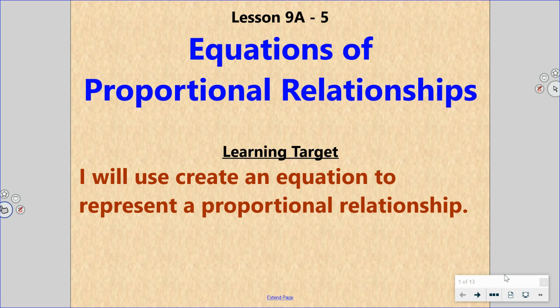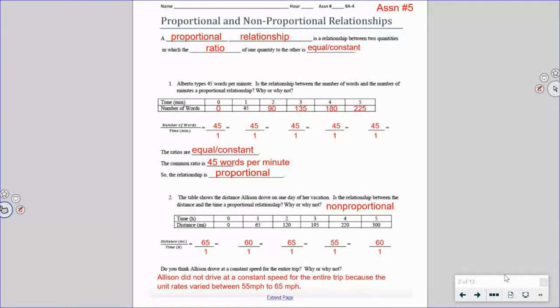Today we're going to focus on equations of proportional relationships, and that is our target for the day. I will create an equation to represent a proportional relationship. If you need, pause, check your answers from assignment number 5. Come on back when you're ready.